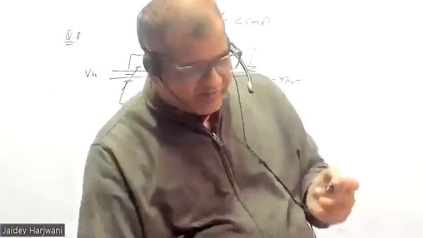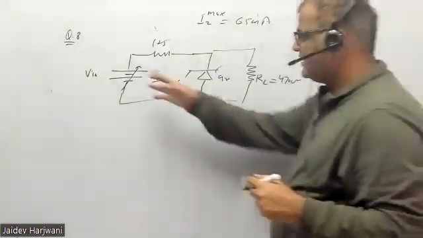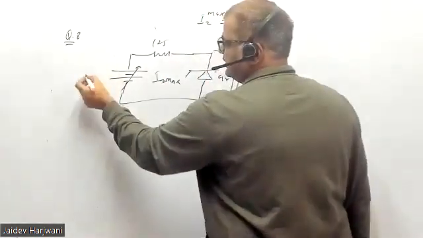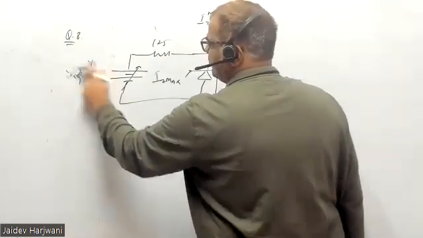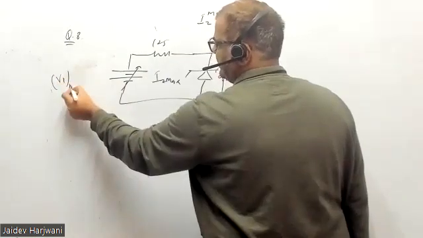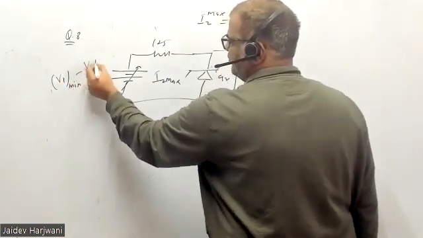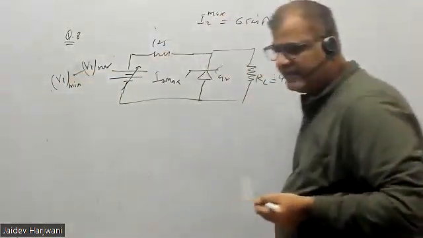So what do you have to do? They are asking what should be the value of V minimum. This diode should be on, but the value should be within this range. They are asking what is the range, V input minimum to V input max. What is the range of this battery power supply?